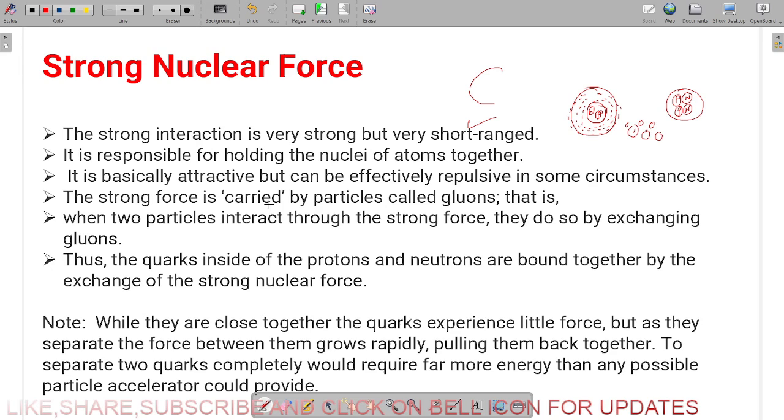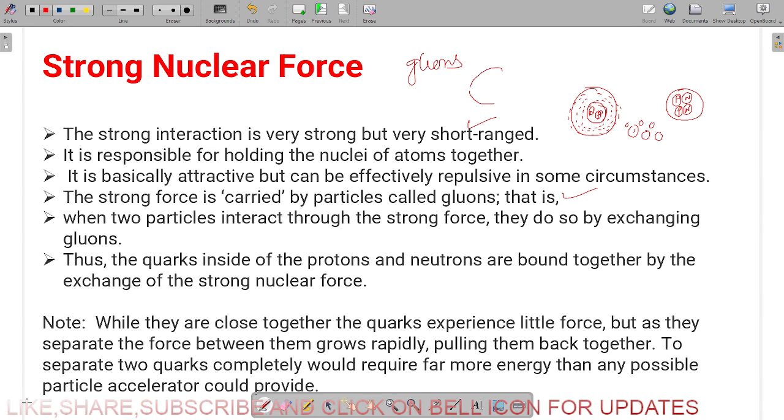The strong force is carried by particles called gluons. What is the reason this force is very strong? These small particles called gluons are responsible for this strong force. When two particles interact through the strong force, they do so by exchanging gluons. That means when two particles are interacting through a strong force, they are exchanging gluons.